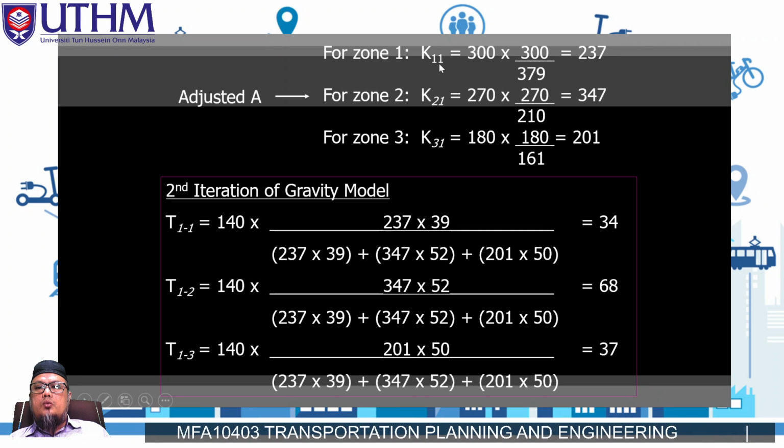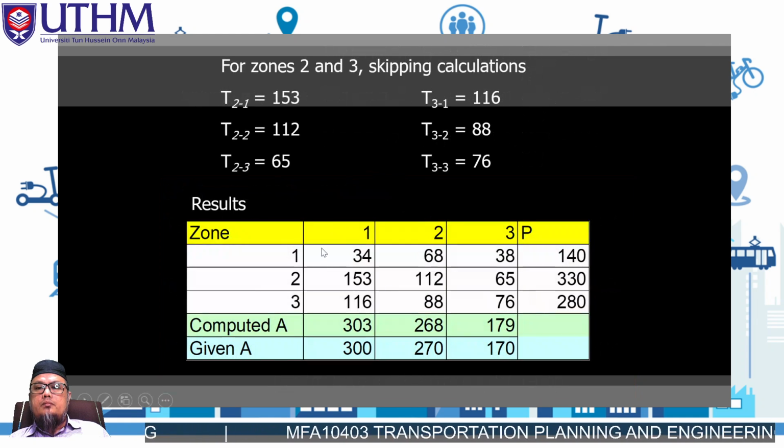So for the first one, K11 we obtain 237, K12 347, K13 201. So we just add the new values here to calculate the T. Now we obtain 34, 68, 37. So we are going to calculate again. The procedure is quite the same, but this is the second iteration. We notice that the numbers are going to be close.